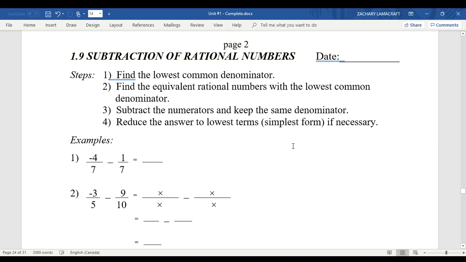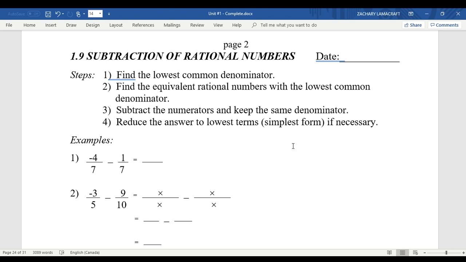1.9 is just the exact same thing we just did, but we're working with subtraction now, okay? So nothing's too crazy. We've got to find the lowest common denominator. We have to find the equivalent rational numbers with the lowest common denominator. So that means once we find out what the LCD is, we got to multiply both the tops and the bottom, okay? That's what the important part is.